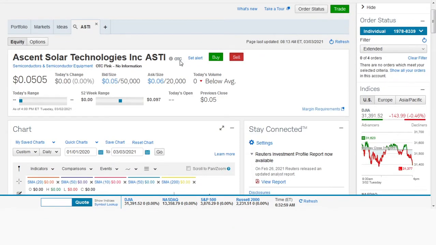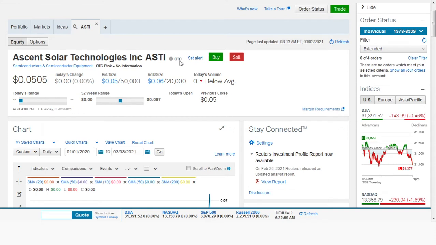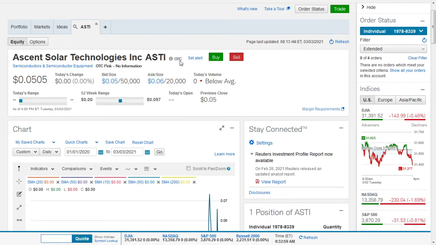Is Ascent Solar Technologies Inc. stock a buy? Ascent Solar closed the session of the 2nd of March 2021 at $0.0505. And you definitely must have heard, if you're in this stock or you've been trying to follow it, that it's now on board with NASA and it's with its product.